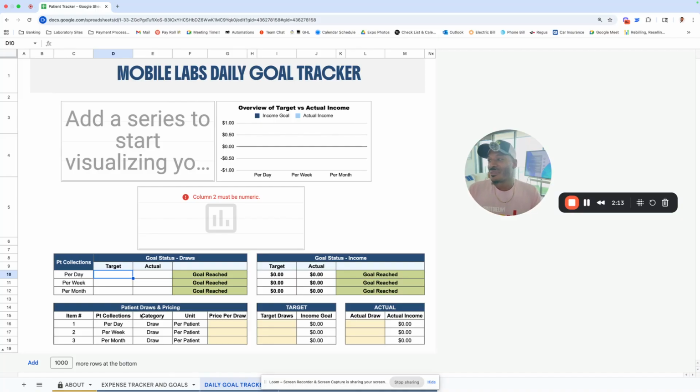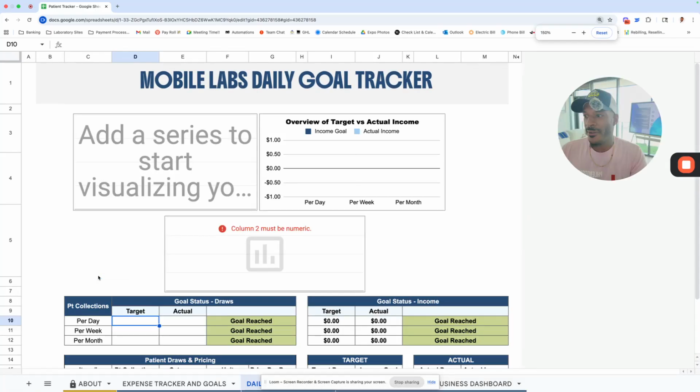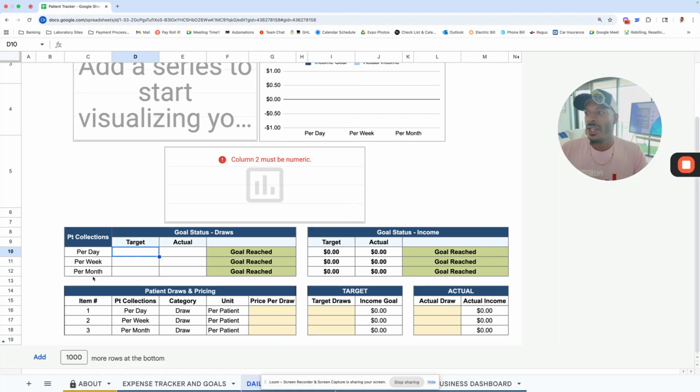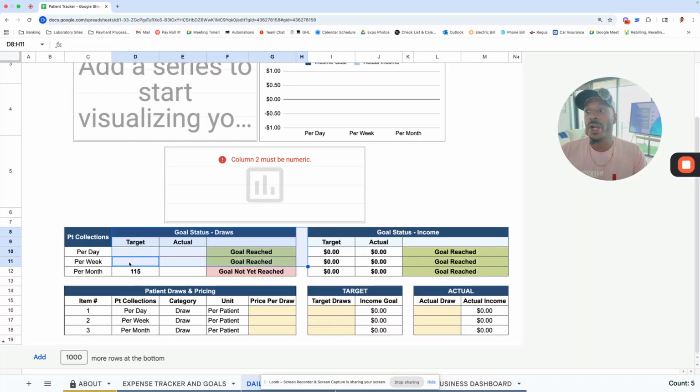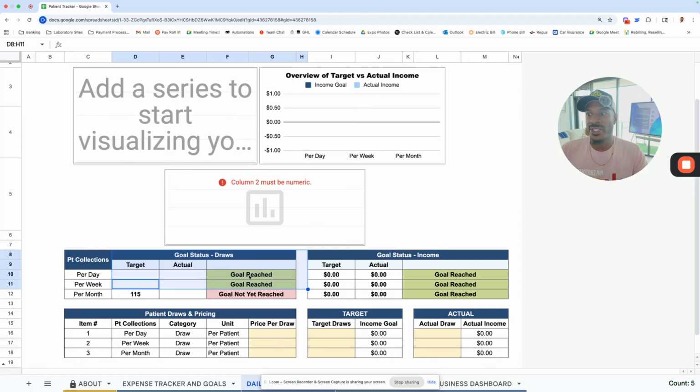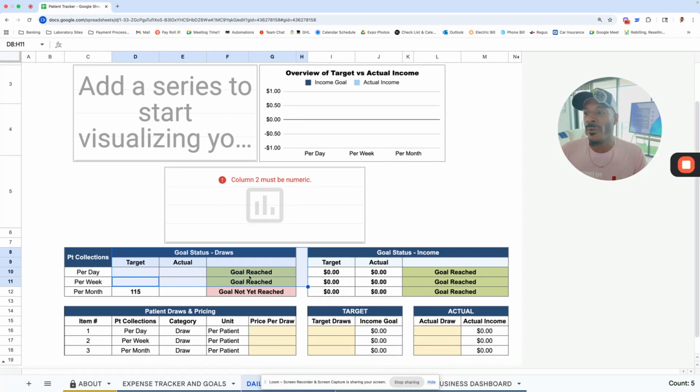Okay. So first things first, let's start talking about our target. Here, let me zoom in. Perfect. So let's talk about our target. We talked about how many patients we want to see per month. Remember in the previous video and the previous tracker? We said we wanted to see 115 patients per month. As you can see, it says goal not reached yet. That's going to happen whenever we're not hitting our goals. It's going to say, hey, you didn't reach your goal.